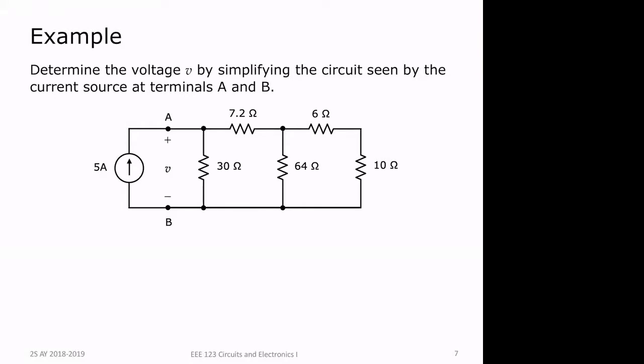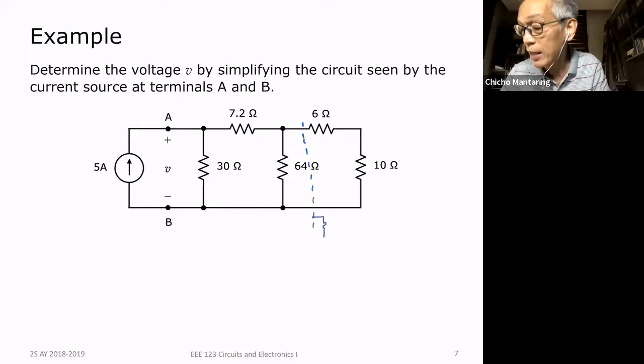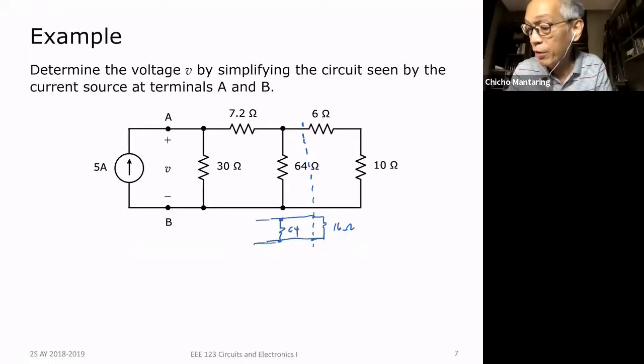Okay. So here, if I redraw this, that is just one resistor equivalent to 16. So I now have this 64. So what is now the value of these two in parallel? Okay, so use the formula product over sum. What is the value of these two in parallel?